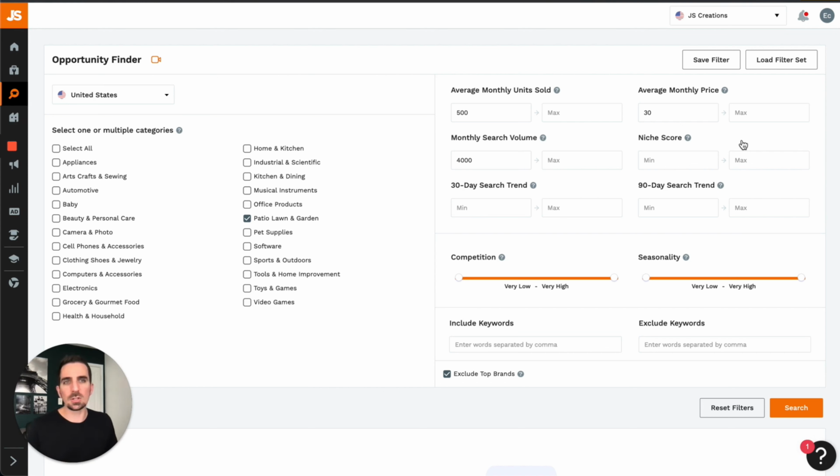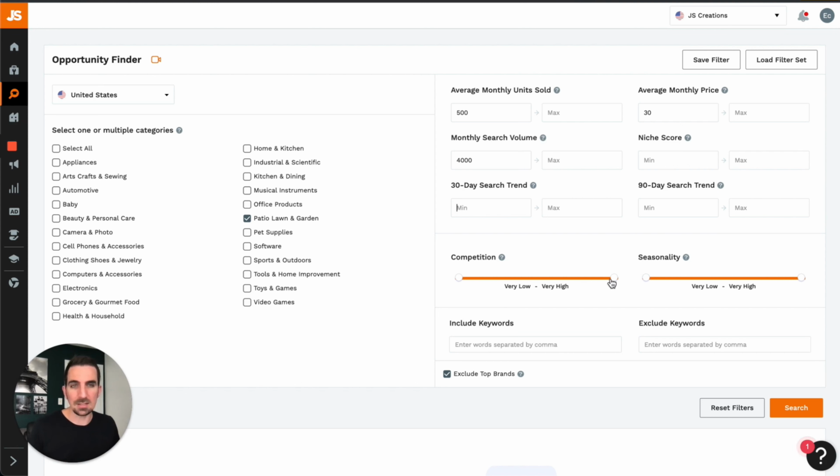Now, the niche score is just one of several scores that Jungle Scout likes to give to everything. They love their scores from 1 to 10. I always leave this blank because I don't want to narrow my results down too much at the beginning. Once we start getting some ideas, I might come back and use this, but I'm not going to mess with that for now. And then I also don't really care too much about the 30-day or 90-day search trend, which is just how much the search volume for these phrases has increased or decreased over the previous 30-day period or the previous 90-day period. Again, that's more advanced, and when you're just starting out, you just want to get some ideas.